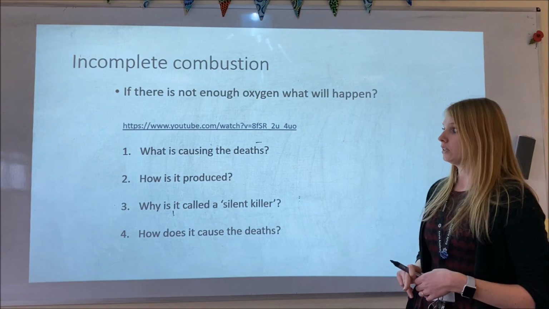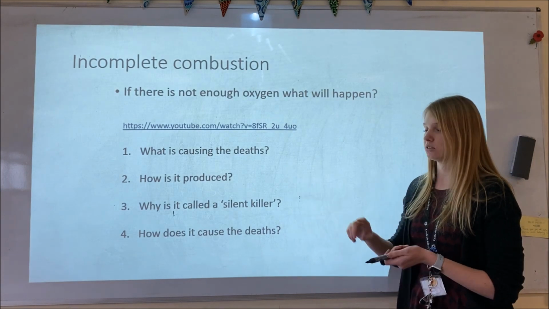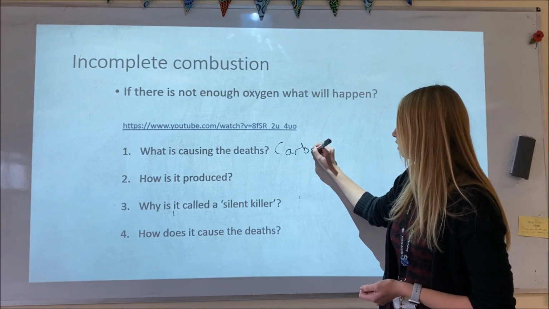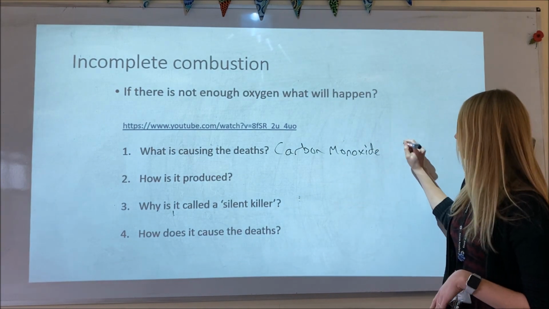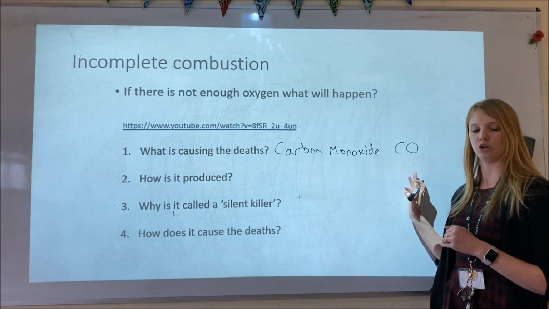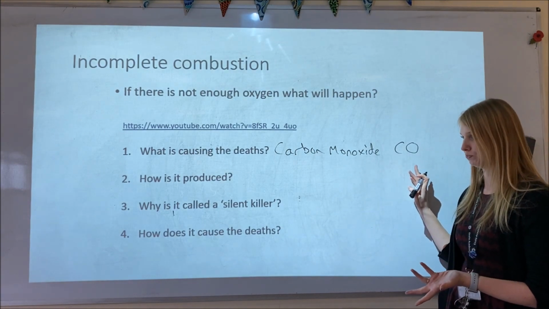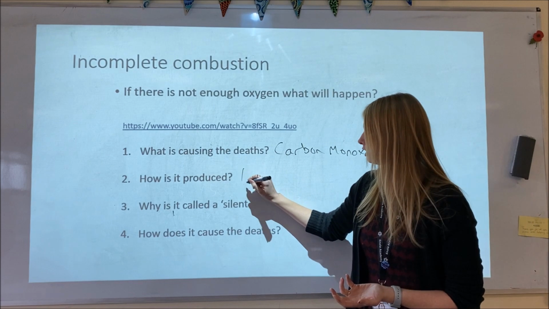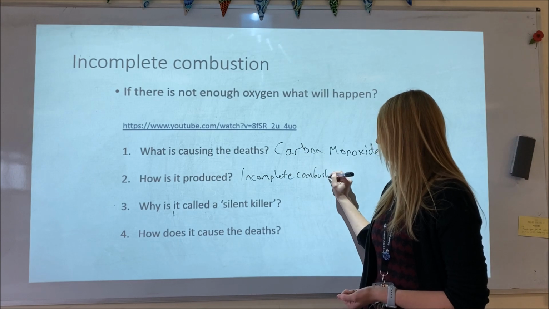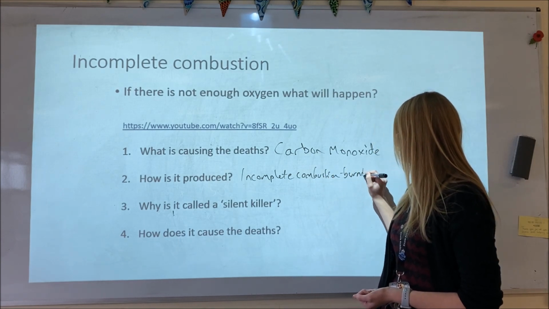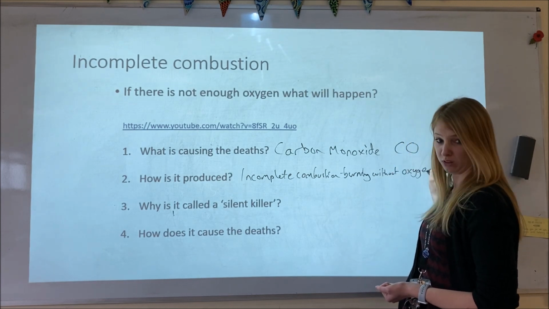Welcome back. So hopefully you've watched the video and have answered those questions. So what is causing the deaths? The deaths are being caused by something called carbon monoxide. Mono means 1, so that would be its formula, CO. Carbon dioxide would be 2 oxygens, we've got 2. Carbon monoxide is just 1 oxygen. How is it produced? It's incomplete combustion, which is burning without oxygen or burning with not enough oxygen.